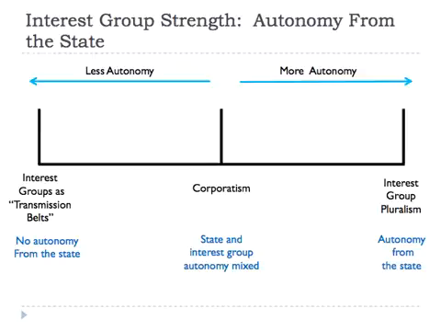And there's a quick look at autonomy from the state. So it ranges from interest groups as transmission belts, with no autonomy from the state, to interest groups and pluralism, with autonomy from the state.